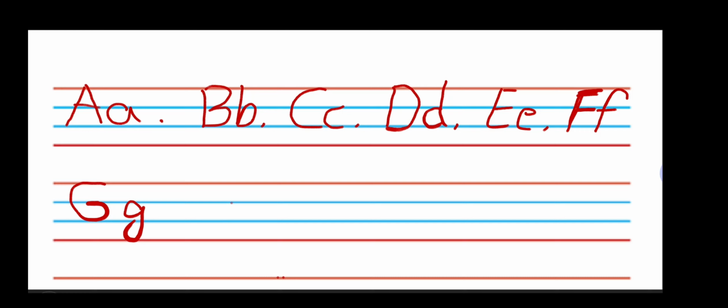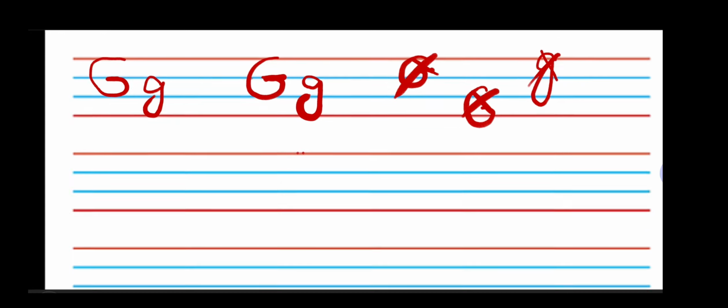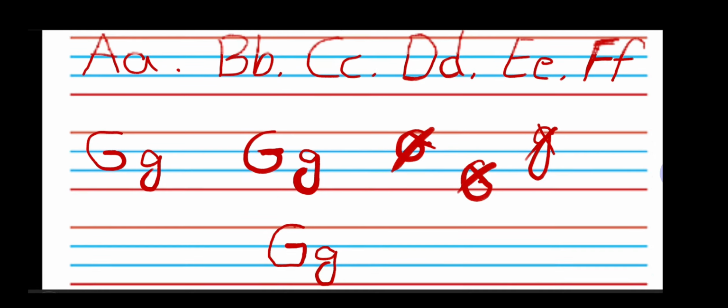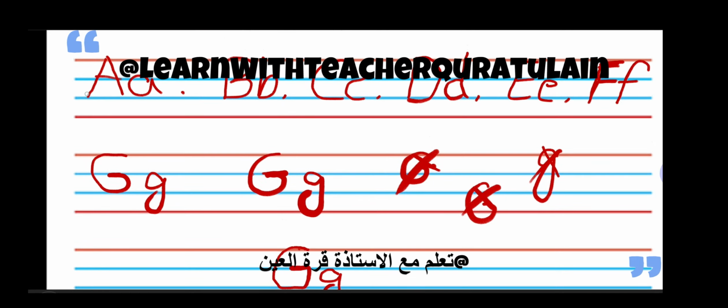Okay, G like this. If you write G like this, it is wrong. Small G like this, it is wrong. You must write it in three lines. First C, see, C is known, then like this, and this, it has a G. See, G. I hope all of you have understood. Now you all know: A, B, C, D, E, F, G.